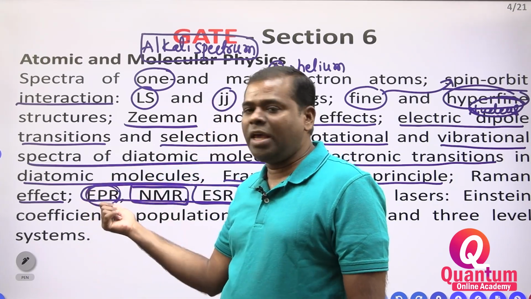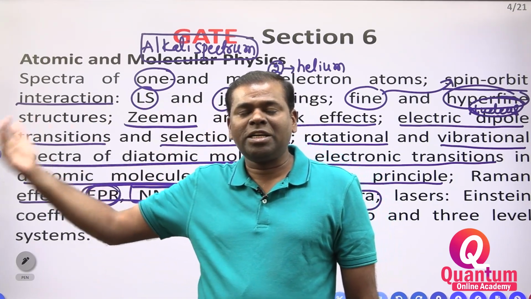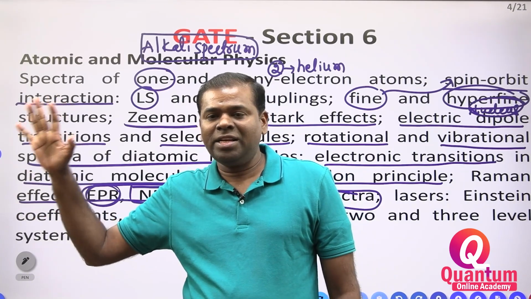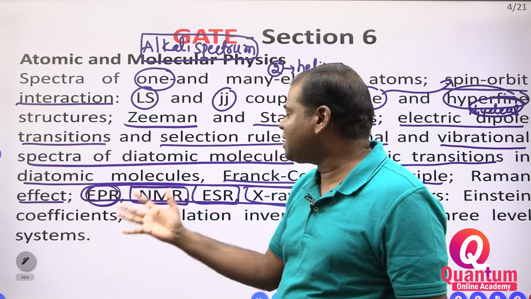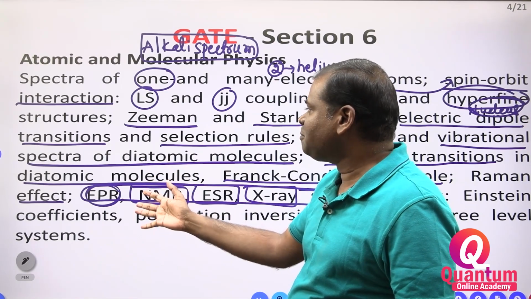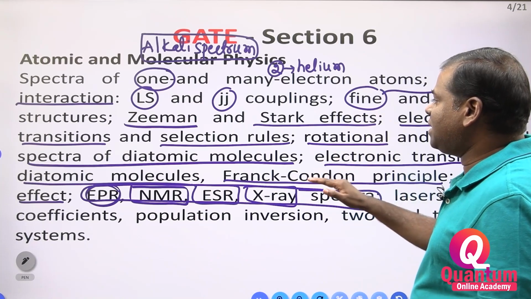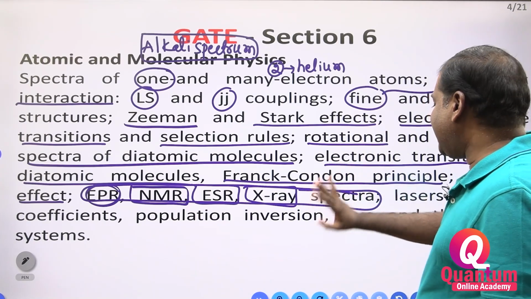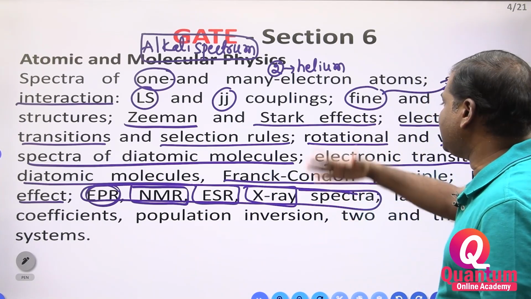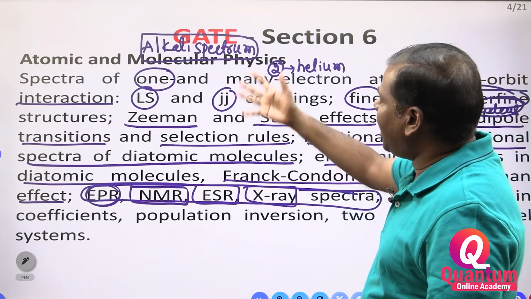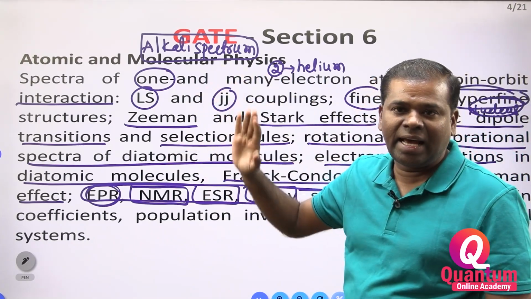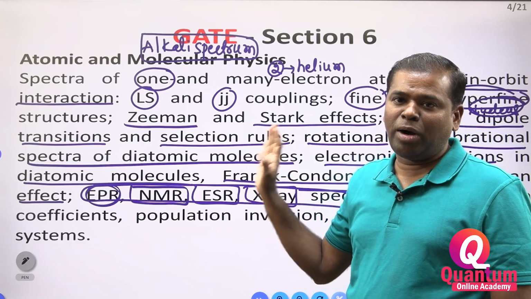Suppose you have to see EPR spectrum. EPR spectrum is not mentioned in the CSIR syllabus. In the GATE syllabus, they are mentioning it. Clear? EPR spectrum is mentioned in the GATE syllabus. Whatever the theory is there, that entire theory is there in CSIR and GATE, that is atomic molecular physics.